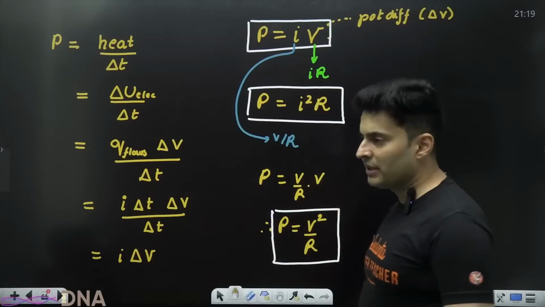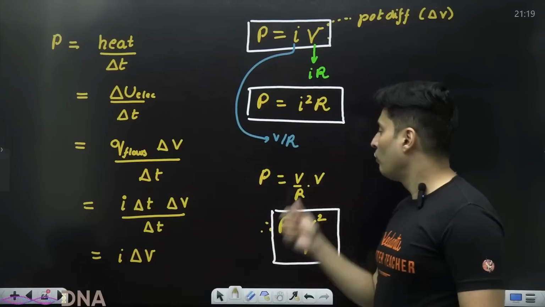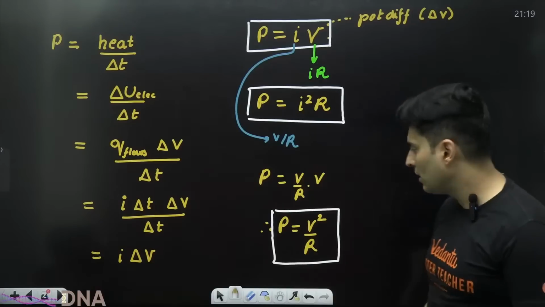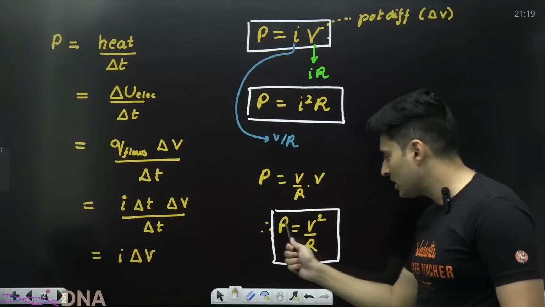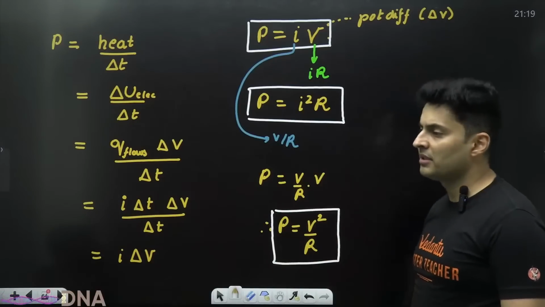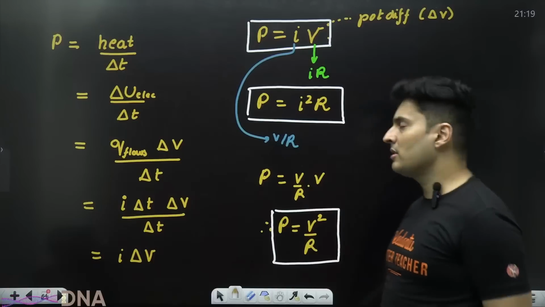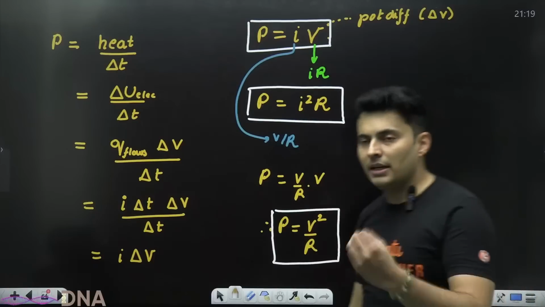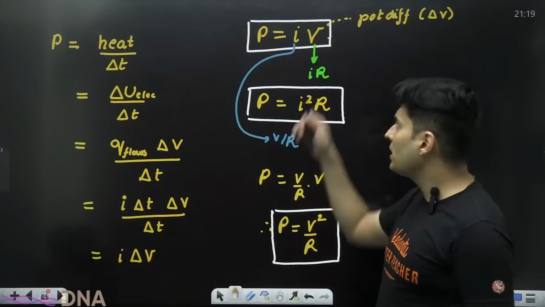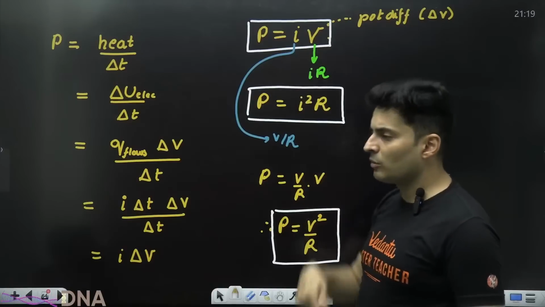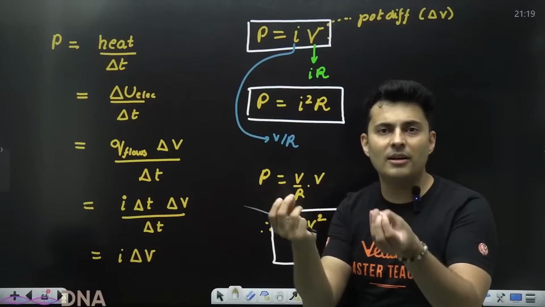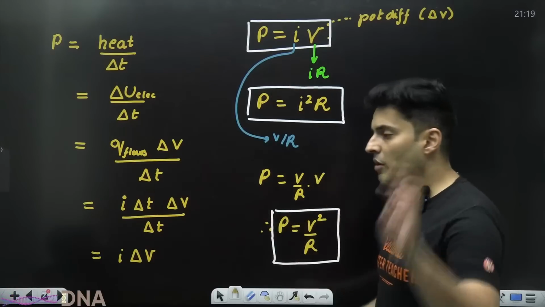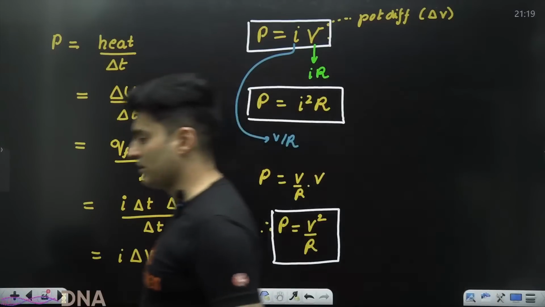If current and voltage are given, you will use this. If they tell you voltage is changing and resistance is constant, use this. Something you have to find, you will use this. If current is constant and resistance is changing, you will use this. If current is changing and voltage is constant, you will use this because it has current and voltage. Depending on which terms are being used, accordingly you will use one of these formulas.